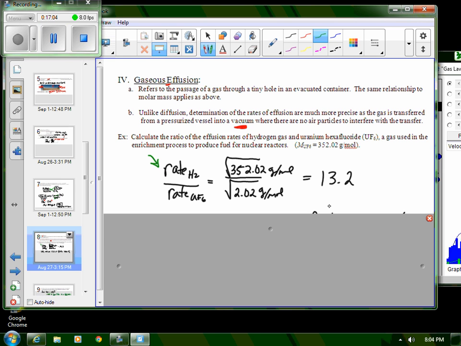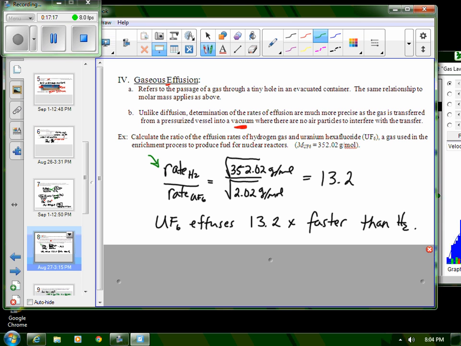So if your answer came out to like a decimal, it's probably because you just want to kind of flip everything. So here's my rate of hydrogen compared to the rate of uranium hexafluoride. And then I made sure the hydrogen went down here and the uranium hexafluoride went up here. Did the math, came out to 13.2. So that means uranium hexafluoride fuses 13.2 times faster than hydrogen. Makes total sense since uranium hexafluoride is super big.